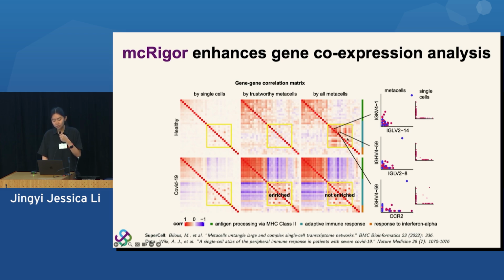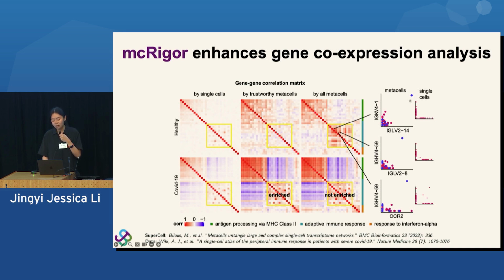So what we did is we used mcRigor to filter out dubious metacells for each set, and then used only trustworthy metacells to do the association analysis. Now we can see that this gene group is not so correlated in healthy patients, but correlated in COVID-19 patients.